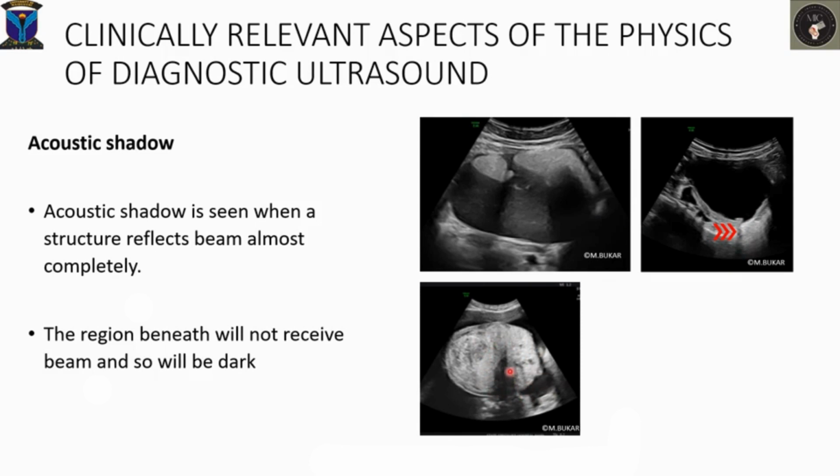By the way, these are the three structures in the ovary that give acoustic shadows. Don't worry. This is the fibroma and fibroma.